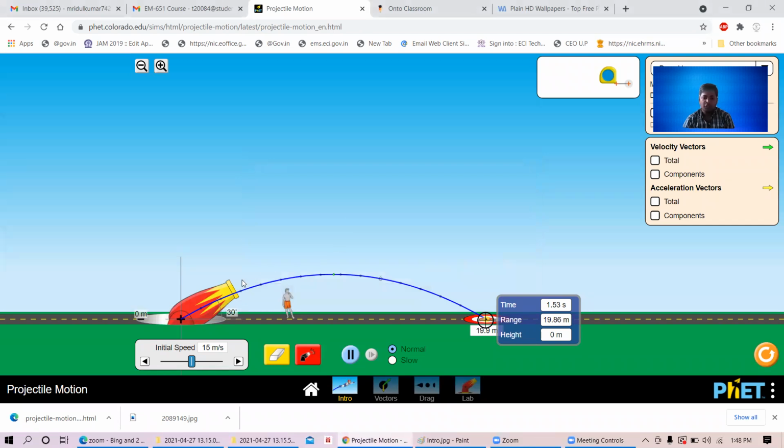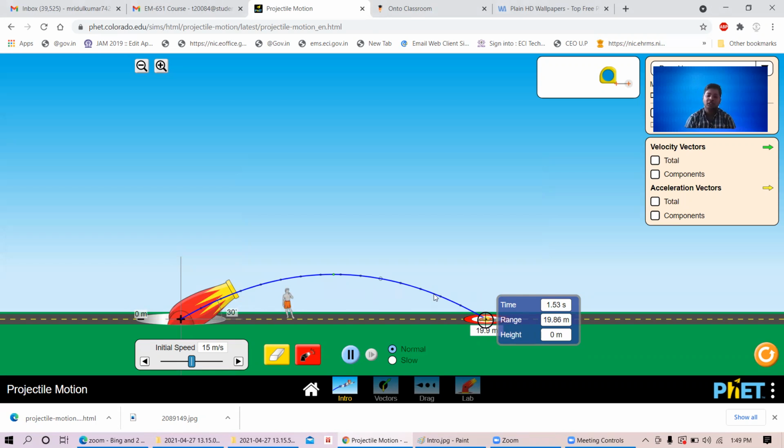Here we can see a projectile motion that has a range of almost 19.86 meters and a time of flight of 1.53 seconds. Let's start from the new conditions as well. There is a projectile that has been projected at a speed of 15 meters per second at an angle of 30 degrees, and we can find from this measurer that the range comes out to be 19.86 meters with a time of flight of 1.53 seconds.